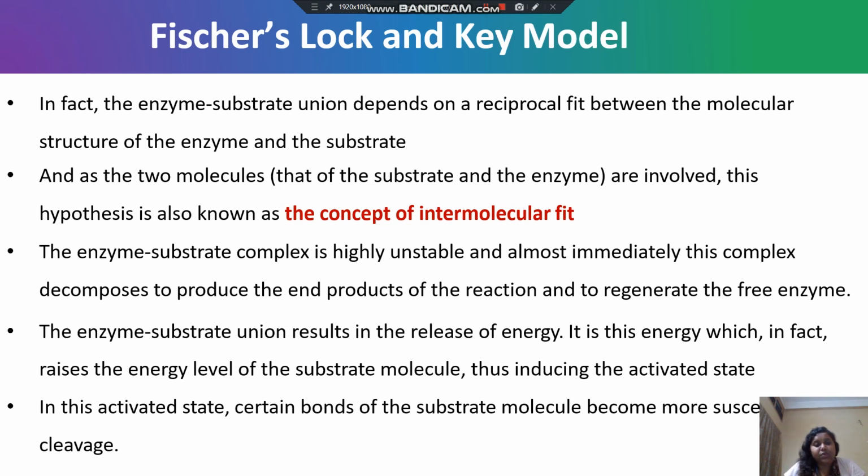The enzyme substrate union results in the release of energy. It is this energy which in fact raises the energy level of the substrate molecule, thus inducing the activated state. And in this activated state, certain bonds of the substrate molecule become more susceptible to cleavage.